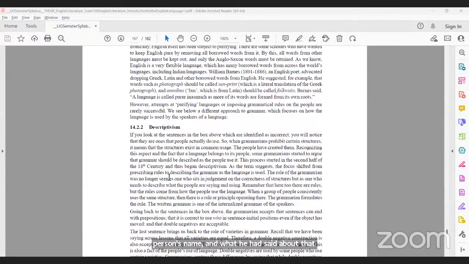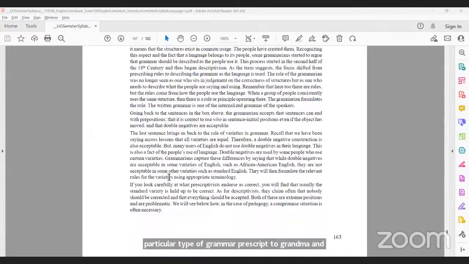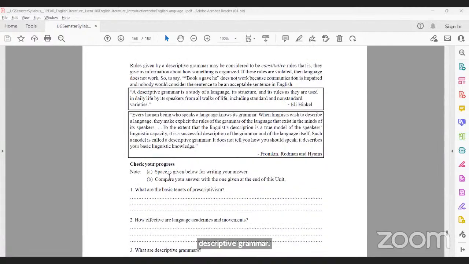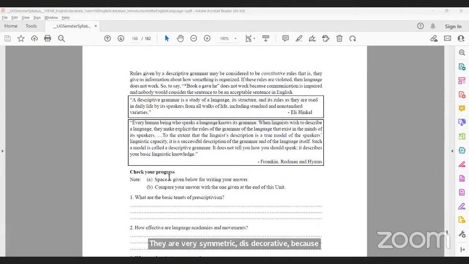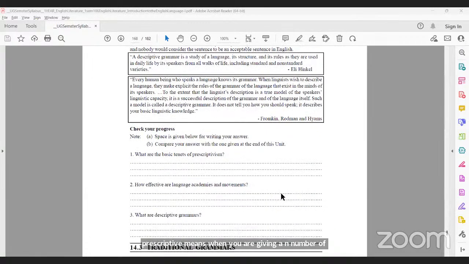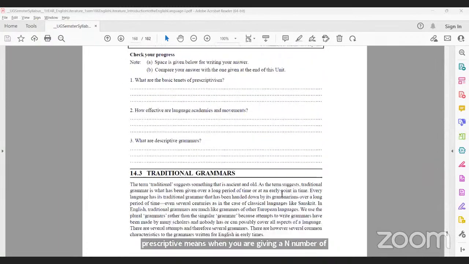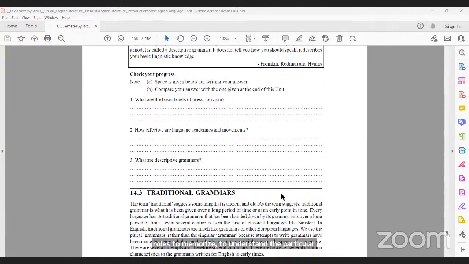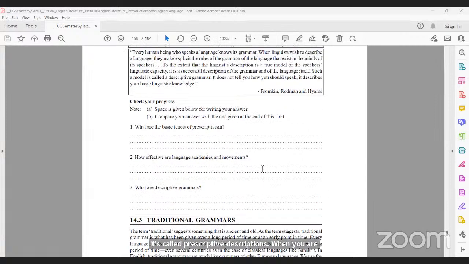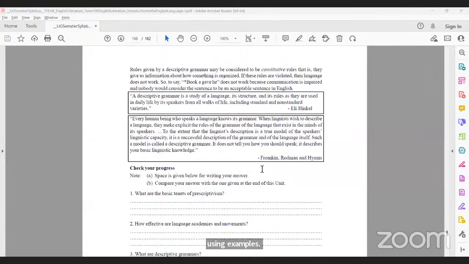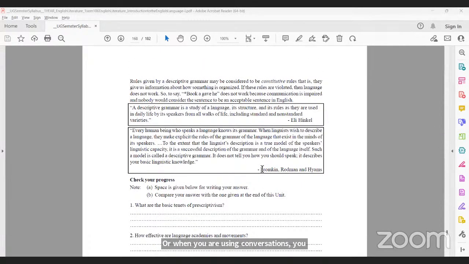Prescriptive grammar and descriptive grammar are very self-declarative. Prescriptive means you are giving an n number of rules to memorize, to understand a particular language. When rules and their usage are important, it is called prescriptive. Descriptive means you are using examples, conversations or speeches to understand a particular language without memorizing the rules. That is what is known as descriptive grammar.